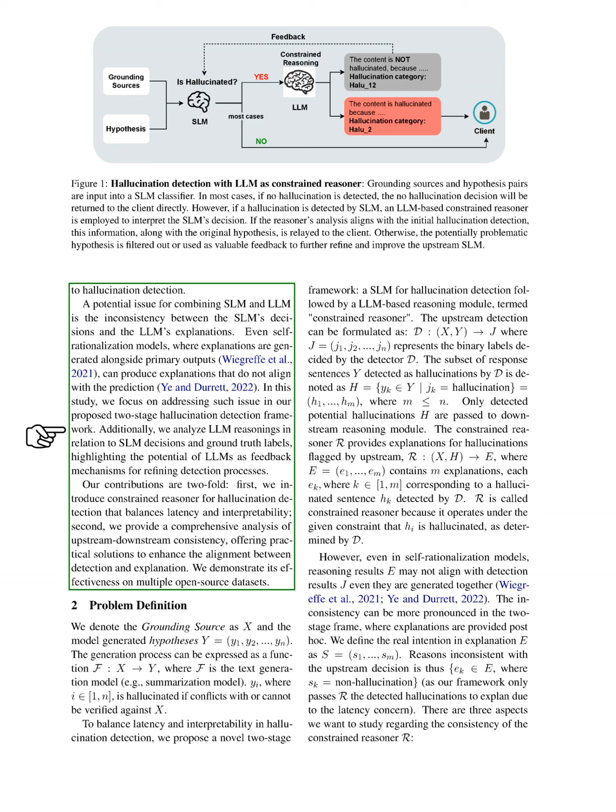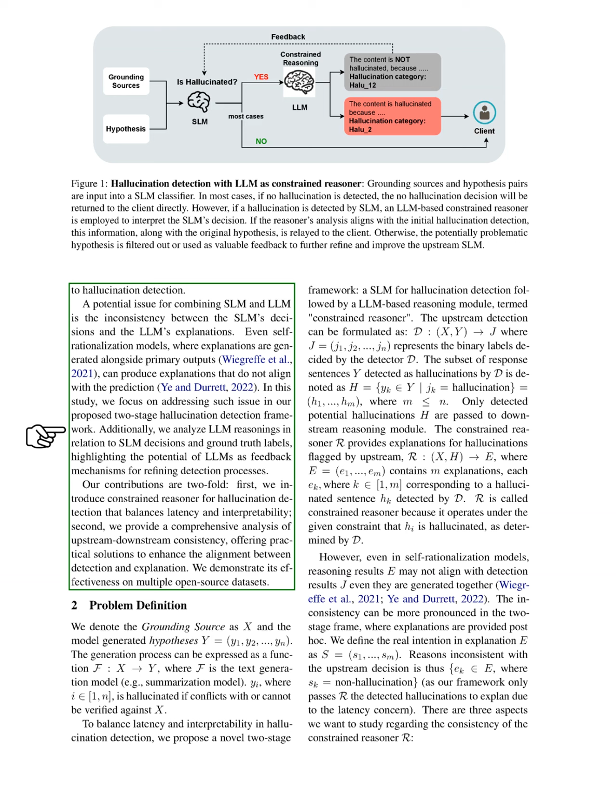We define the grounding source as X and the model-generated hypotheses as Y, which consists of a series of responses. The generation process is represented as a function that maps the source to the responses. A response is considered hallucinated if it conflicts with or cannot be verified against the source.